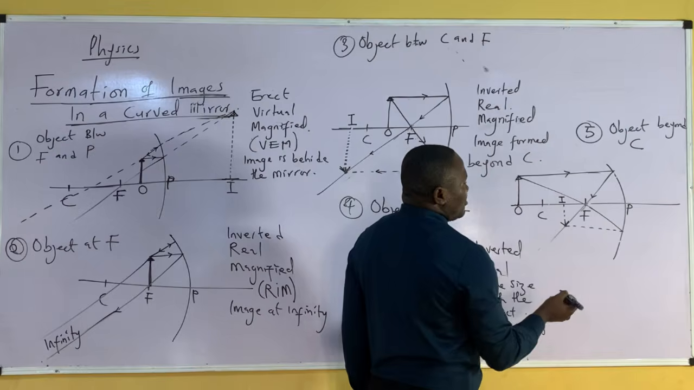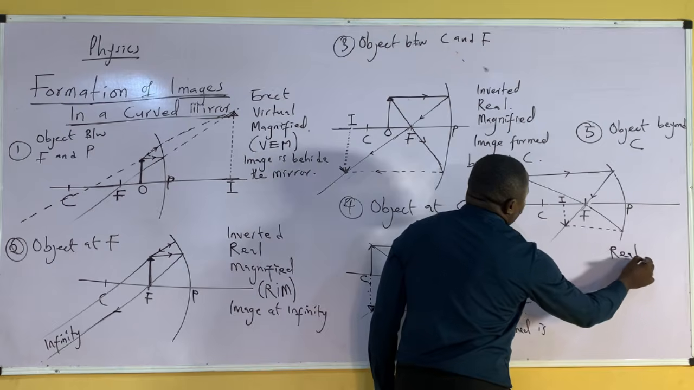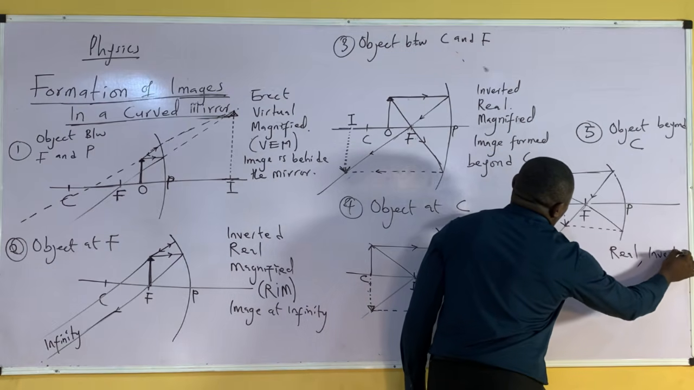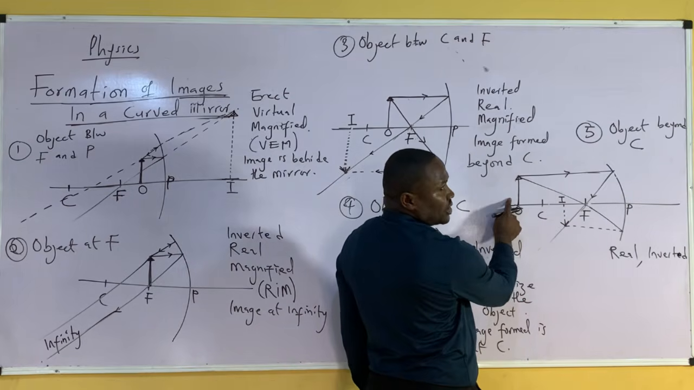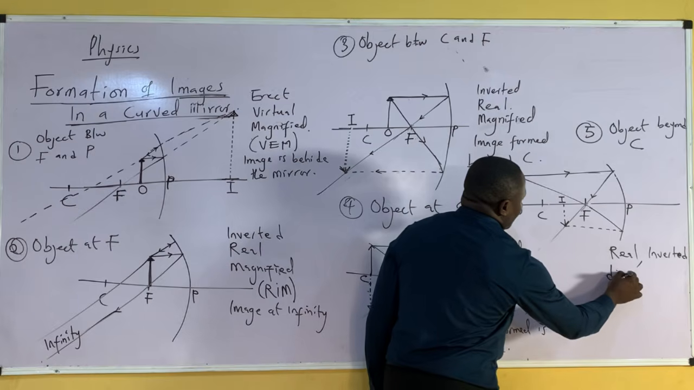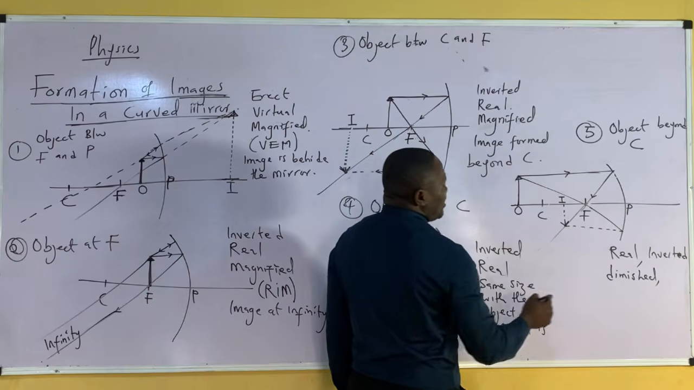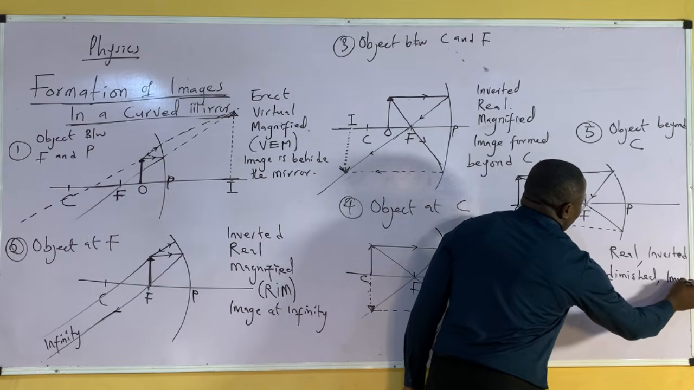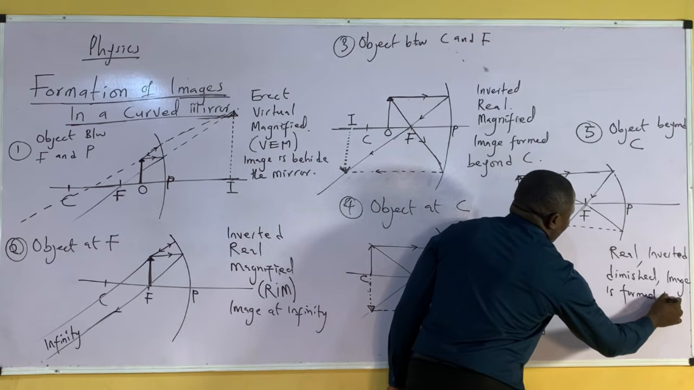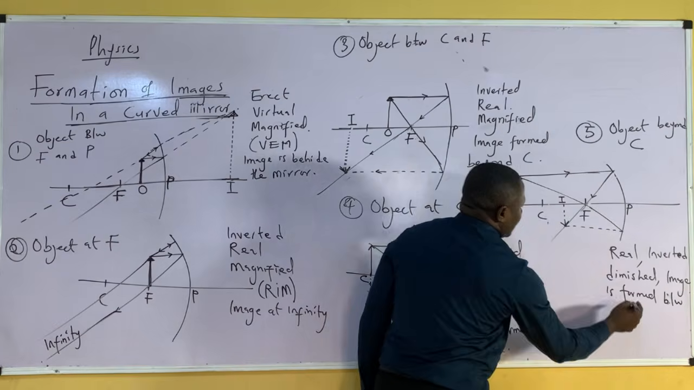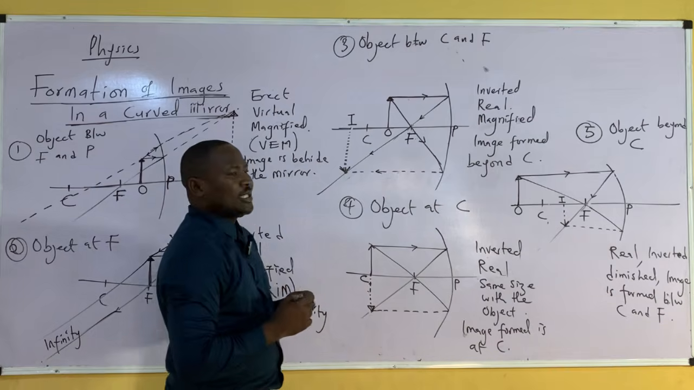Now, what is the nature of the image formed? In this case, the image is real and inverted. If it's real, it's inverted. The image is smaller than the object, hence the image is diminished. The image is formed between C and F.